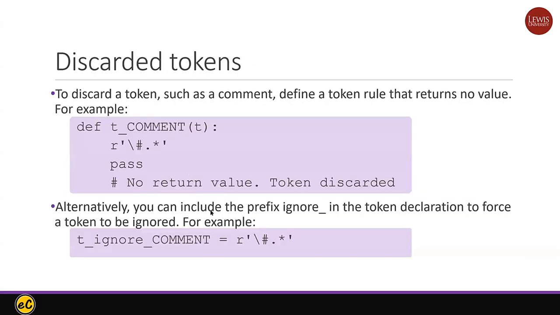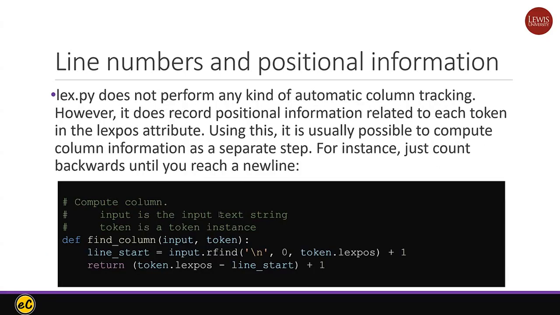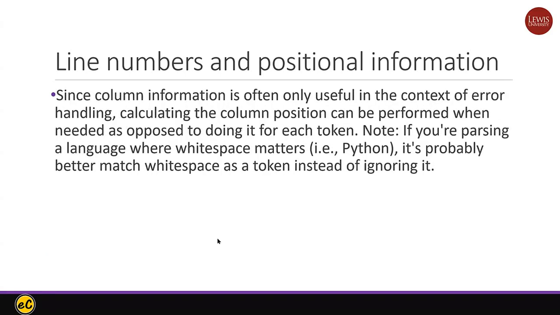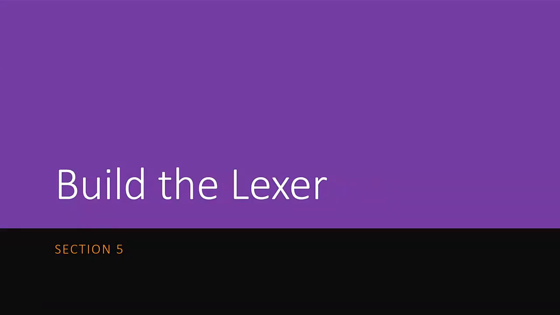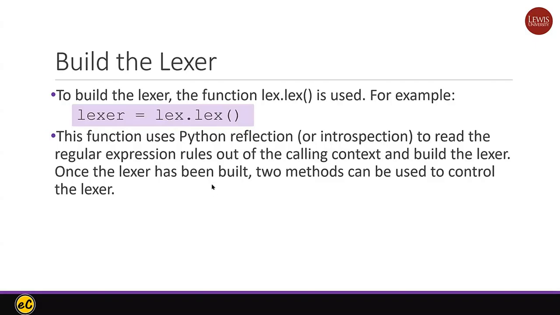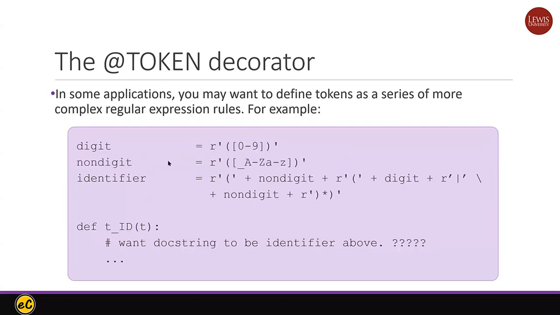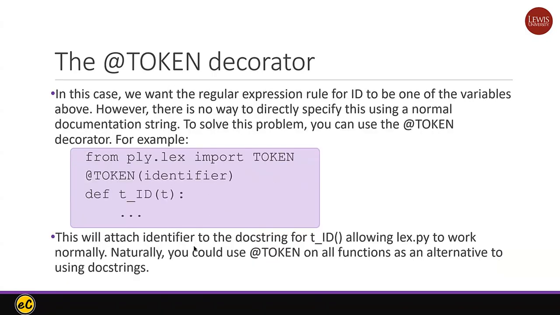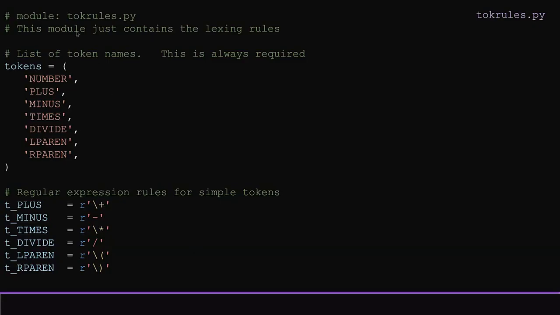Okay, and comments. So there are new line rule, find a column. Okay, building the necessary. So there are digit rule and non-digit rule, ID rules. Okay, so right now we have a new version.